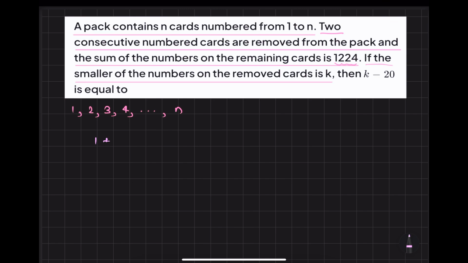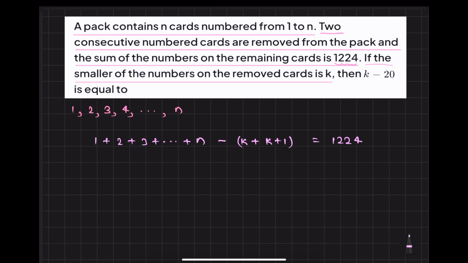We have 1 plus 2 plus 3 plus up to n. And from this you have to remove two cards, that is k and k plus 1. So these things are to be removed. If you remove these, you will be left with 1224.